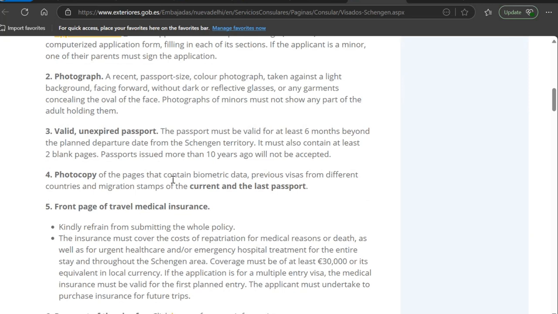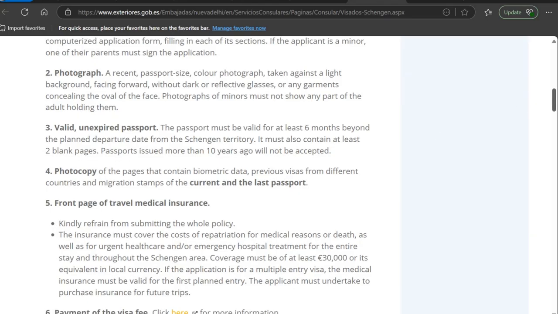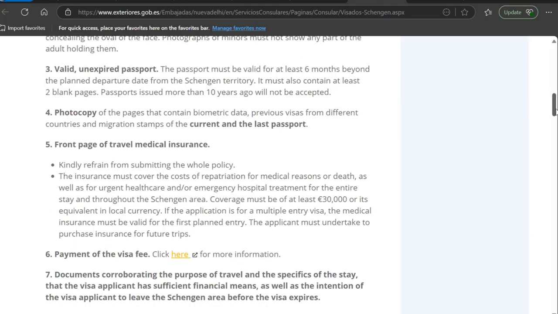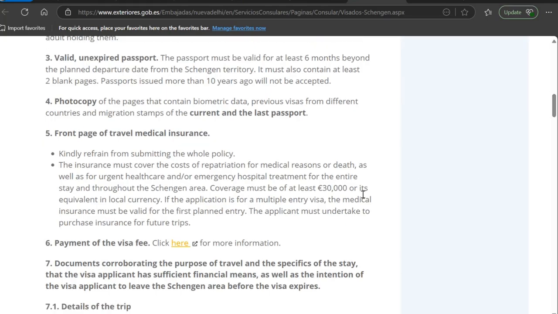Well, nowadays, to be honest, a lot of countries have stopped issuing migration stamps. Front page of travel medical insurance. For many countries, almost all European countries, I have seen this: at least 30,000 euros equivalent. Payment. So payment will go through.